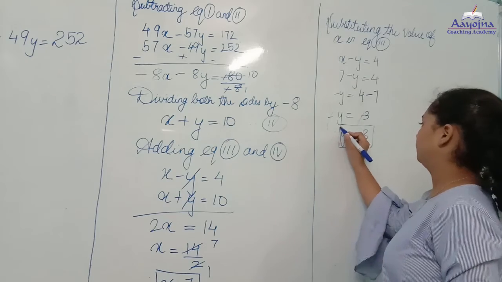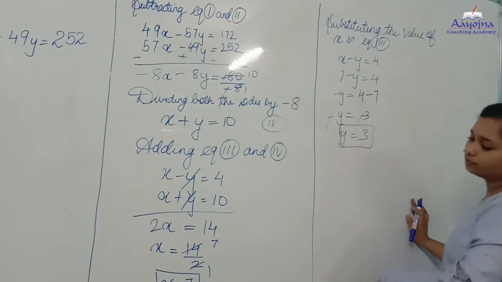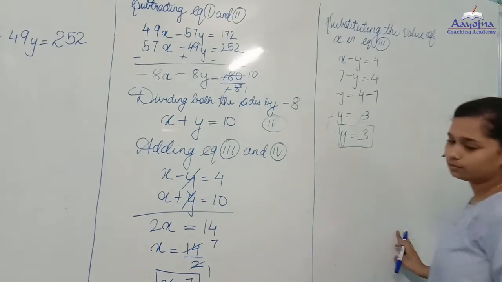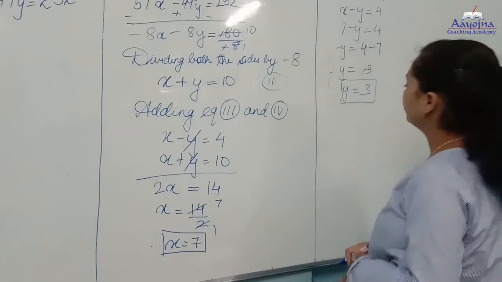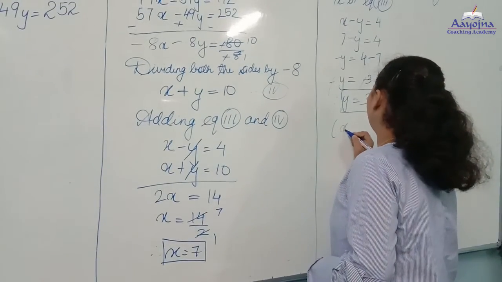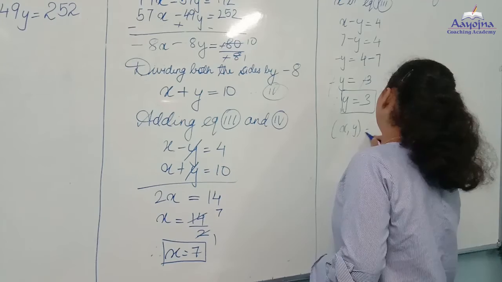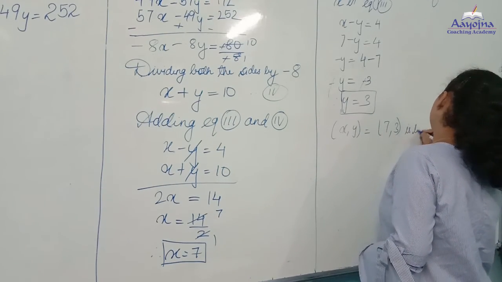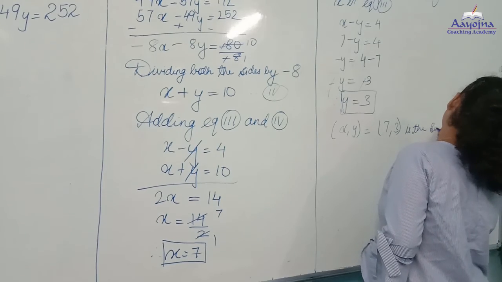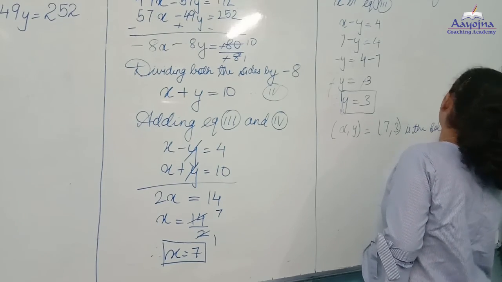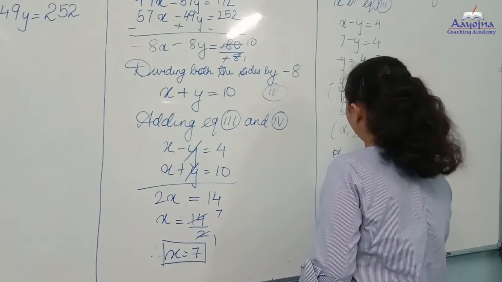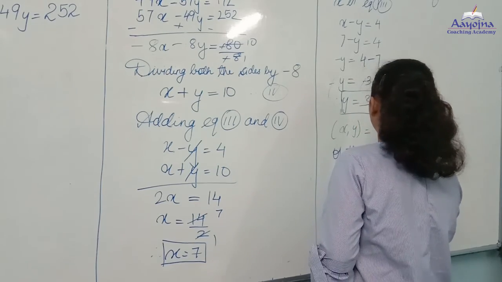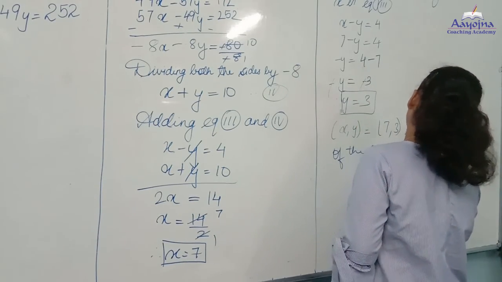Here we got the answer of y as well and x as well. So we'll write the final statement, that is x comma y is equal to 7 comma 3 is the solution of the given equations.